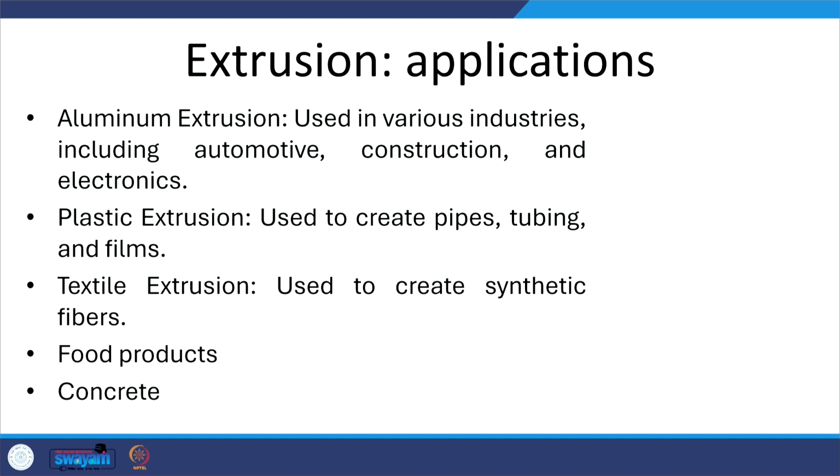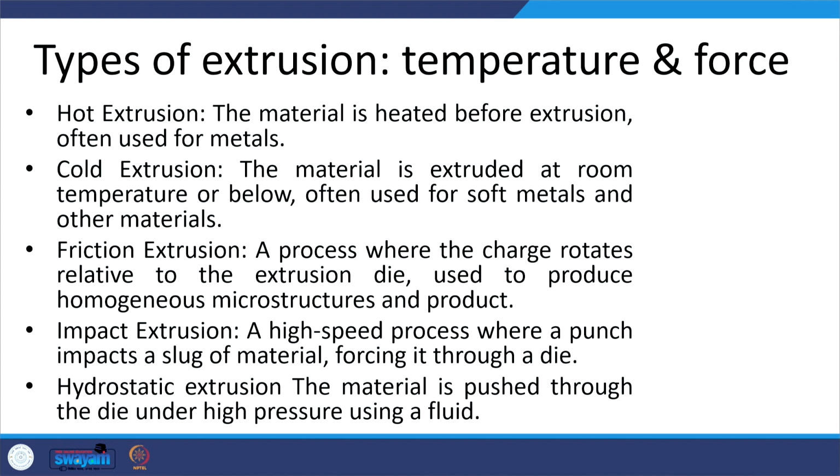Typical applications of extrusion include aluminum extrusion, which is common, and aluminum extruded parts are used in automotive, construction and electronic industries. Plastic extrusion is commonly used for making many items like pipes, tubes, films, etc. In textiles, extrusion creates synthetic fibers, and extrusion is also used in food products and making products of concrete. Depending upon the conditions used for extrusion, we will talk a little bit about the different types of extrusion process.